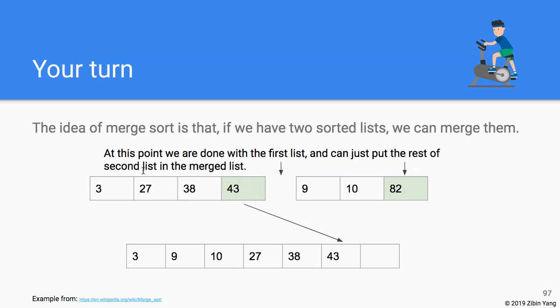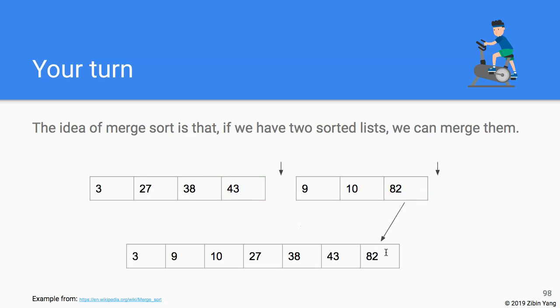Now at this point, we are done with the first list. That's why the pointer is out there. And then we can just take whatever is left in the second list and put it at the end of the merge output.